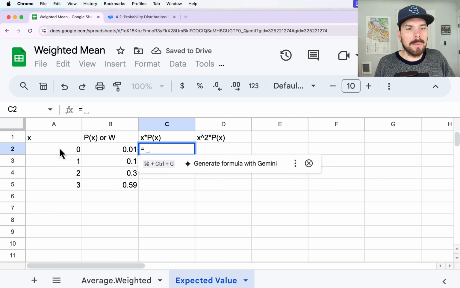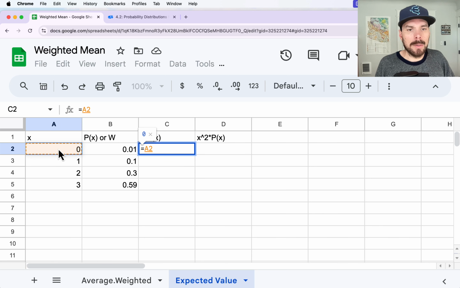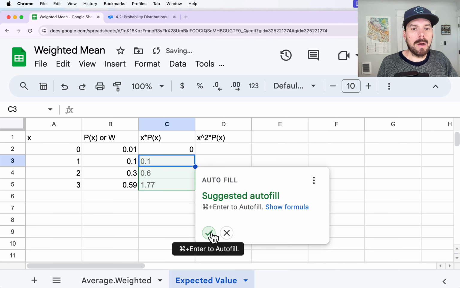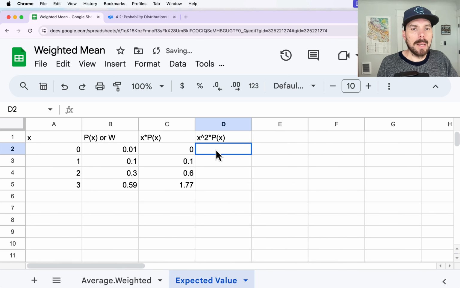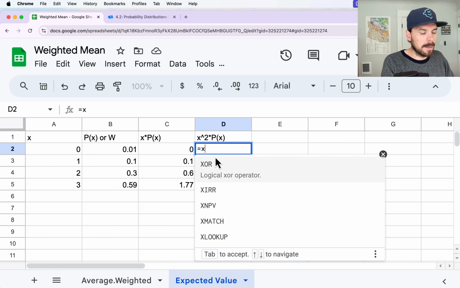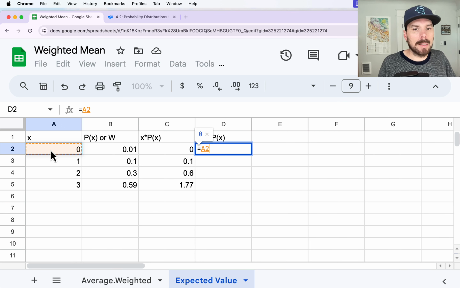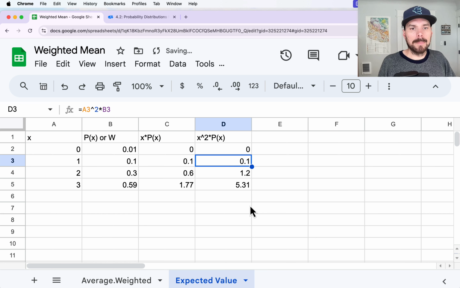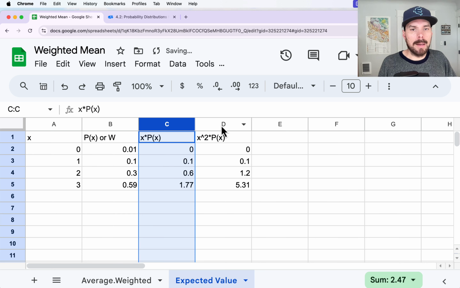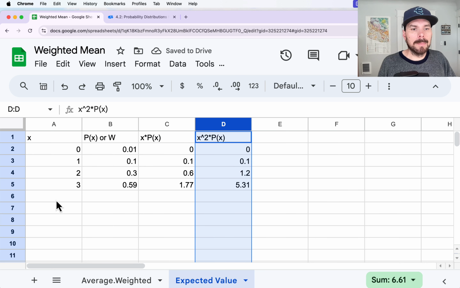The first one is equals x times, I'll use shift 8, and p of x. So that's equals A2 times B2 for that first row of data. Once I hit enter, it's got this great autofill, which I'll accept. And now I'll repeat that again for column D. This one is x squared times p of x. So for x, I'm going back to column A2 squared times B2, and again, autofill. So I've got my x times p of x and then x squared times p of x columns.